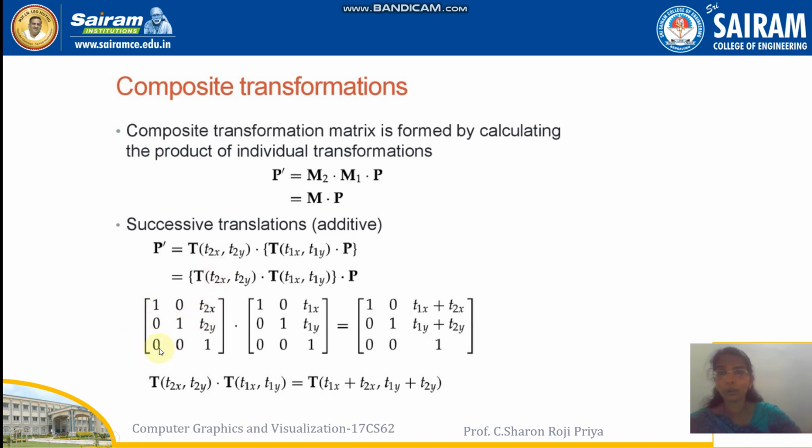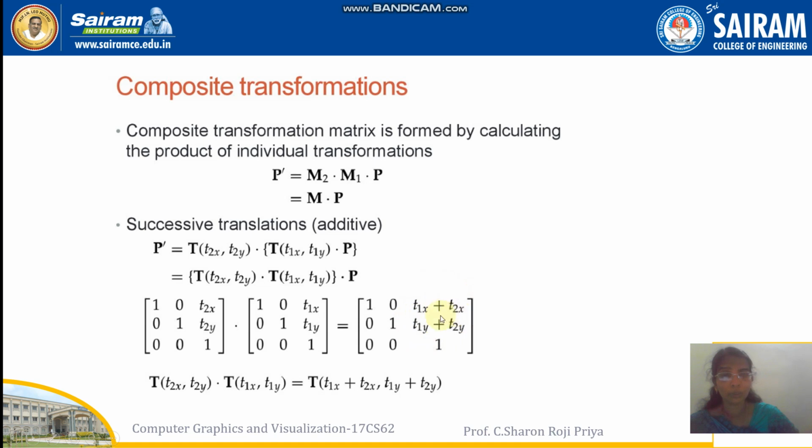So you know how to write these homogeneous translation matrices. I have written for both the translations. When I perform matrix multiplication, I'll be getting this as the result. Now check this result. What does this result say?